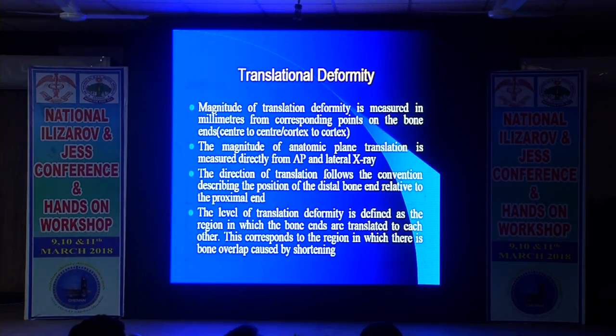The most critical point here is the one at the bottom. The level of the translational deformity is defined at the region at which the bone ends are translated relative to each other. This corresponds to the region where the bones overlap, caused by the shortening.